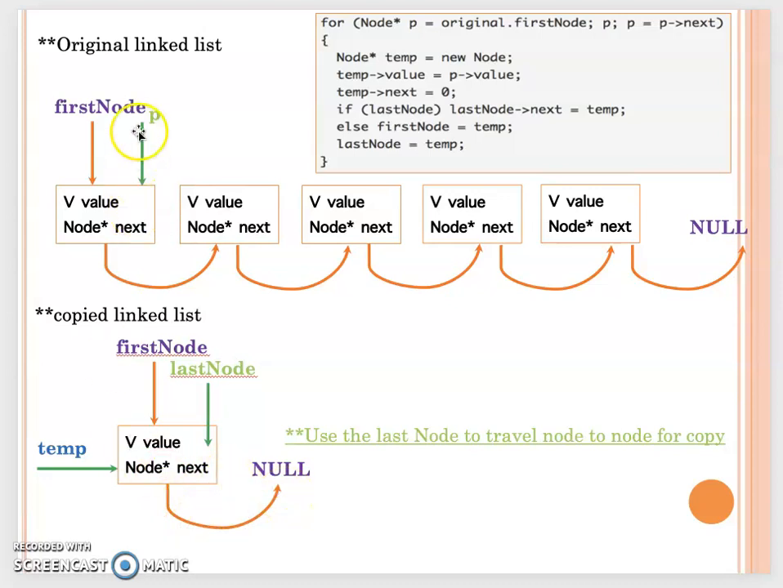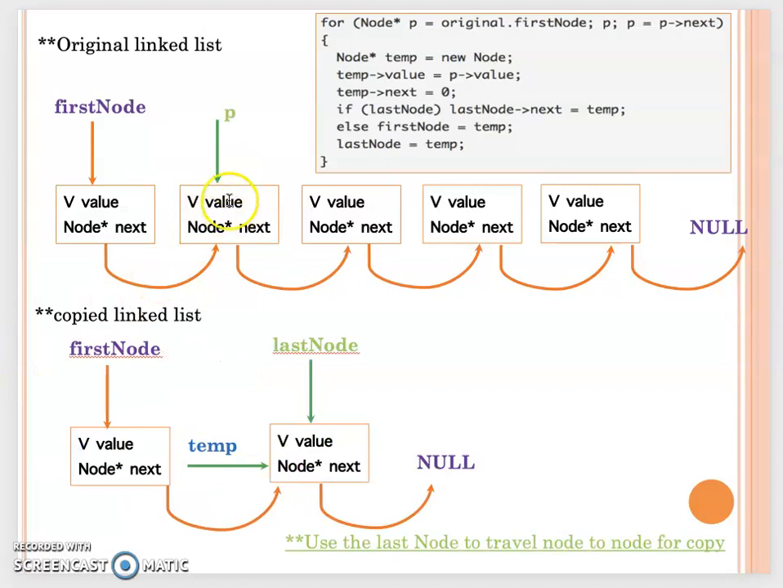Good, so continue. So P finishes, P goes next. So when P goes next, P comes here. Then I need to create another temp, right? So now after I have P, P goes next. I create another temp. So this temp value equals this P. So the temp next equals the node. So like earlier we said, first node cannot move. Only my last node can move. So that's why here, the same thing.